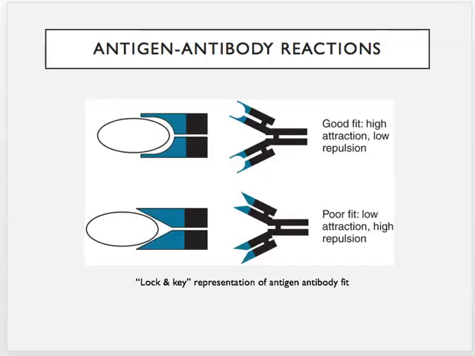So in here, again, just a visual representation of that lock and key mechanism. You can see that the portion of the antibody right here is made to fit this antigen, whereas this one is not. So you're not going to get a good or optimal antigen-antibody binding.